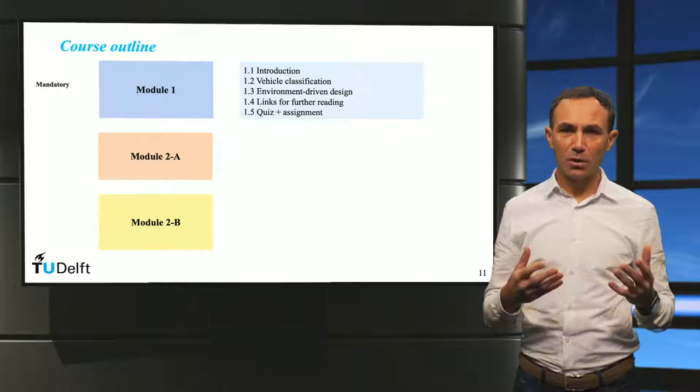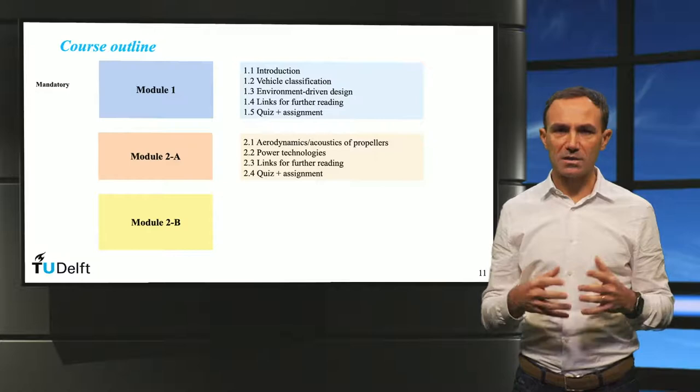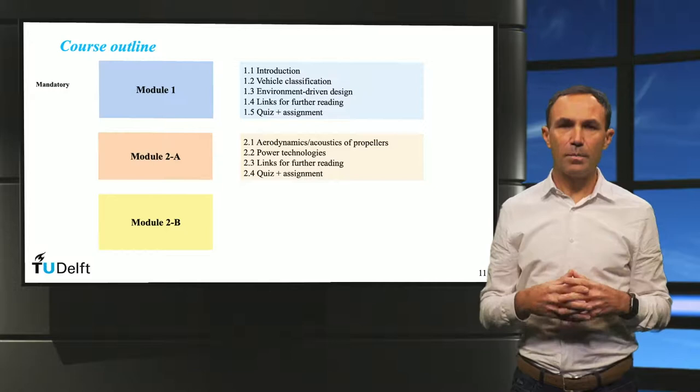The first module will continue with a more detailed approach to vehicle classification and elements of eco-friendly vehicle design. The second module goes more into depth. It is split into two parts. Part A covers aerodynamics and acoustics of propellers, as well as power systems. Part B covers control and stability, air traffic management, and elements of urban integration.